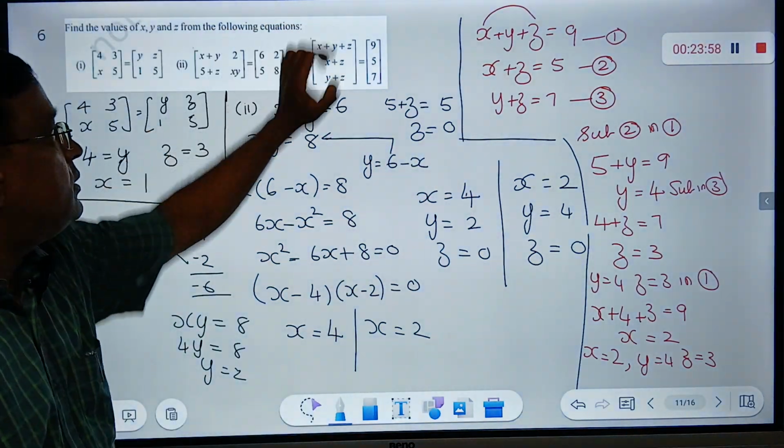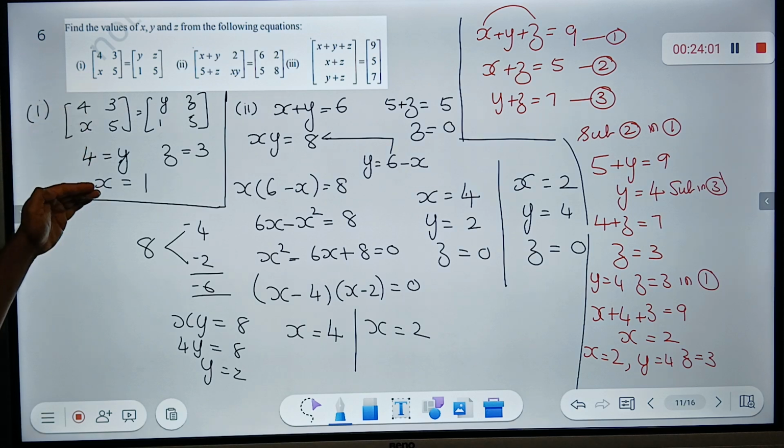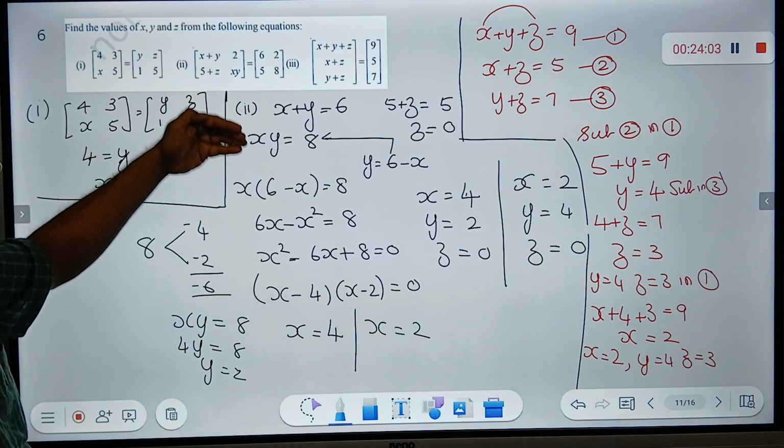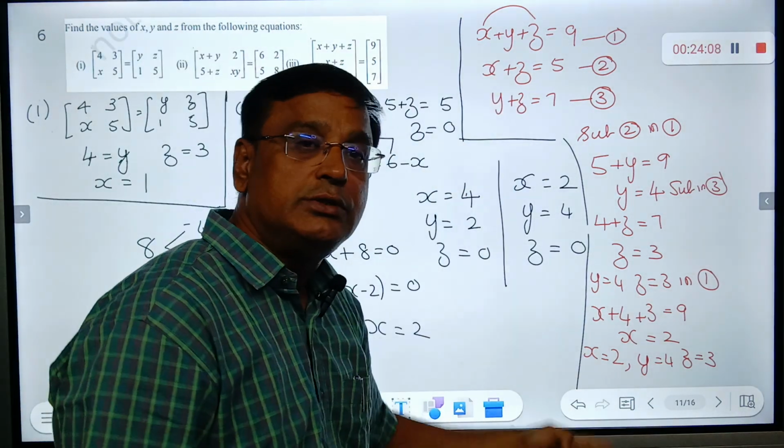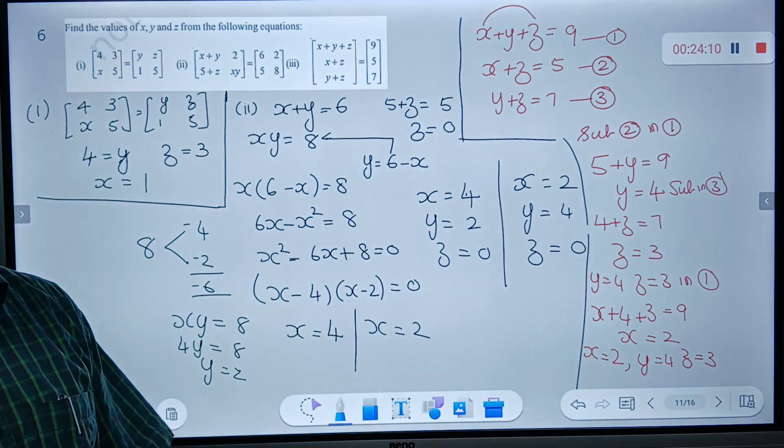So I have solved all the 3 subdivisions for you. The first subdivision was very simple. The second subdivision was slightly difficult because you have to solve a quadratic equation. The third one is 3 equations and 3 unknowns. It is very, very easy to get the answer.